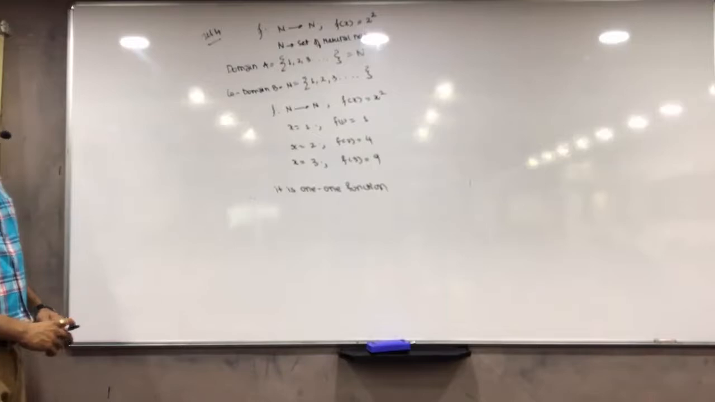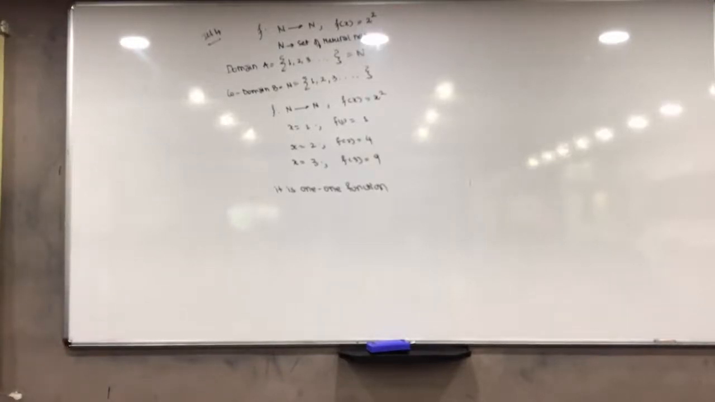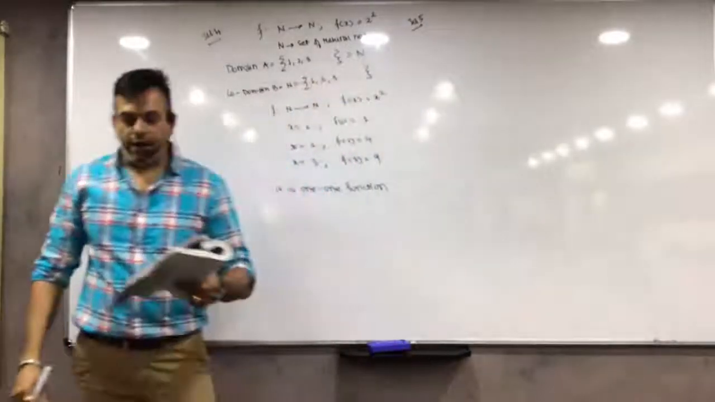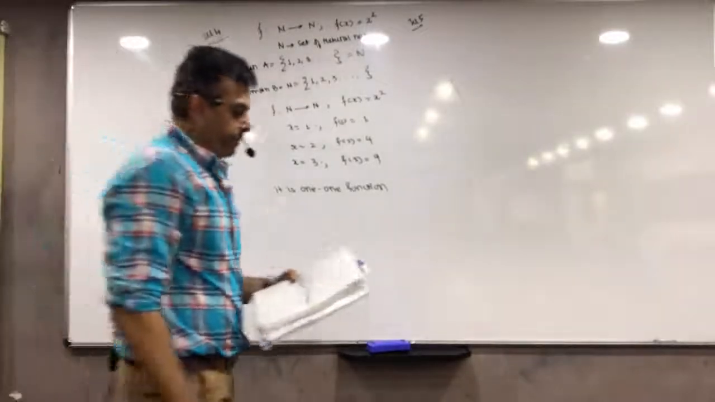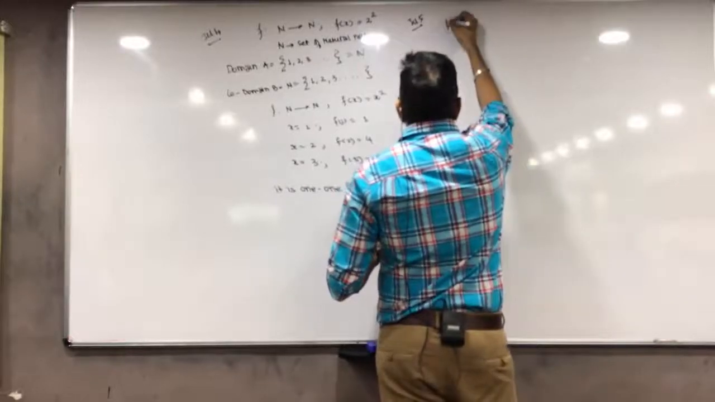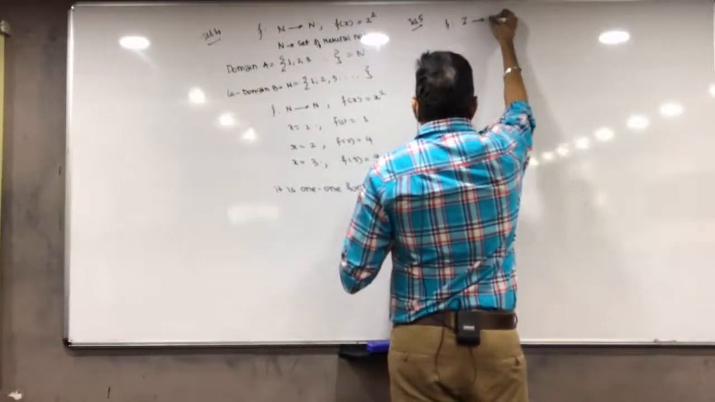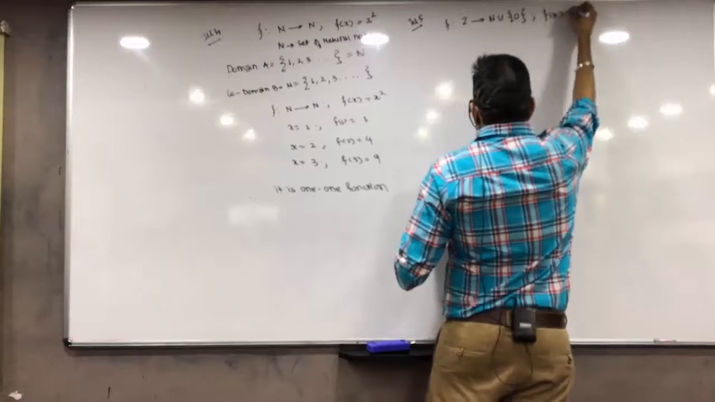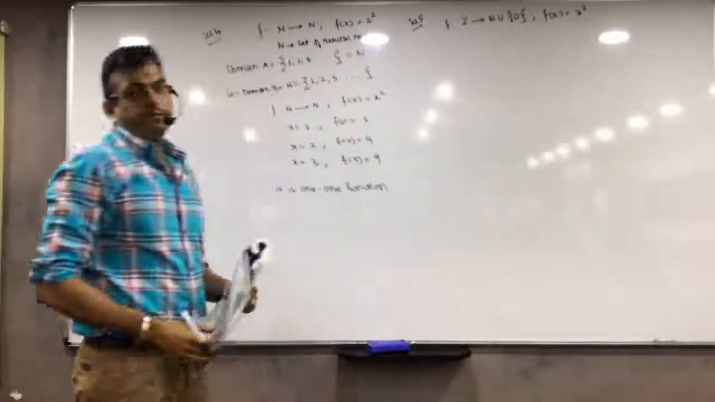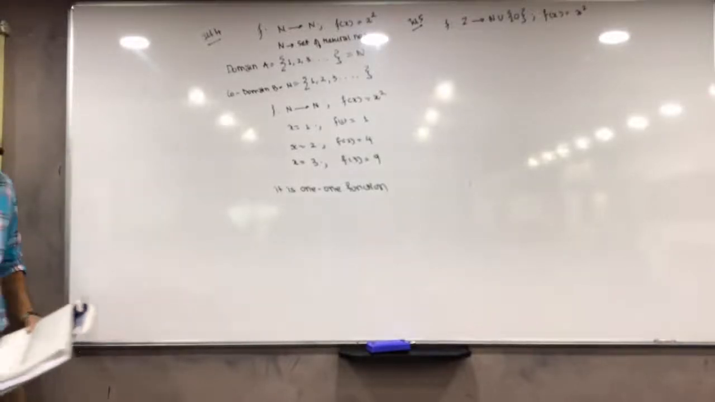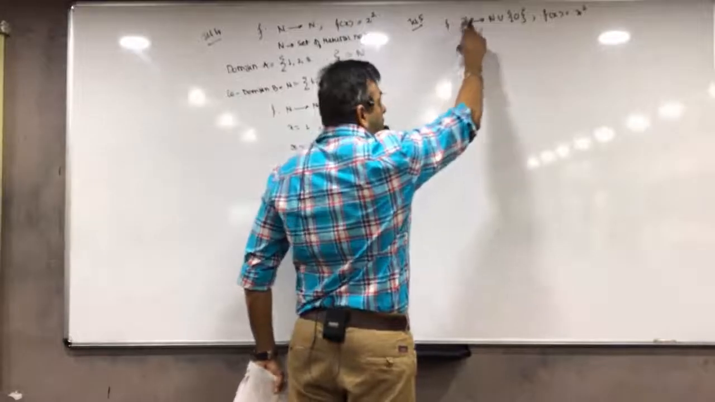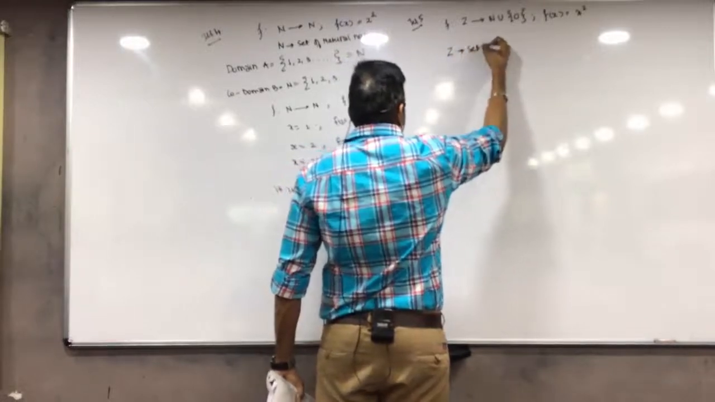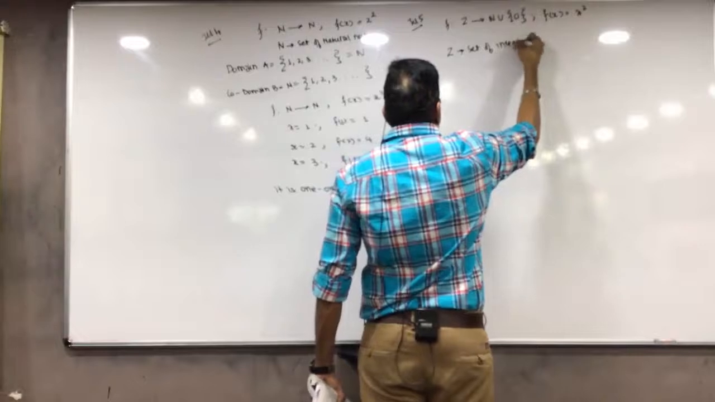Okay, next, illustration 5. Pay attention please. f from Z to N, important sums. You know what is union? Yes. Okay, so here, set Z to set N. First let's write what is Z. What is Z? Set of integers. That means?